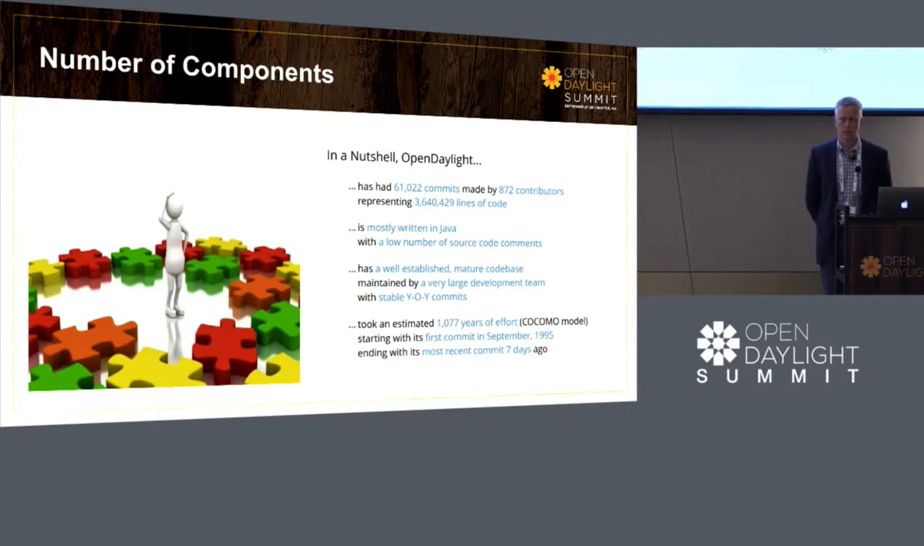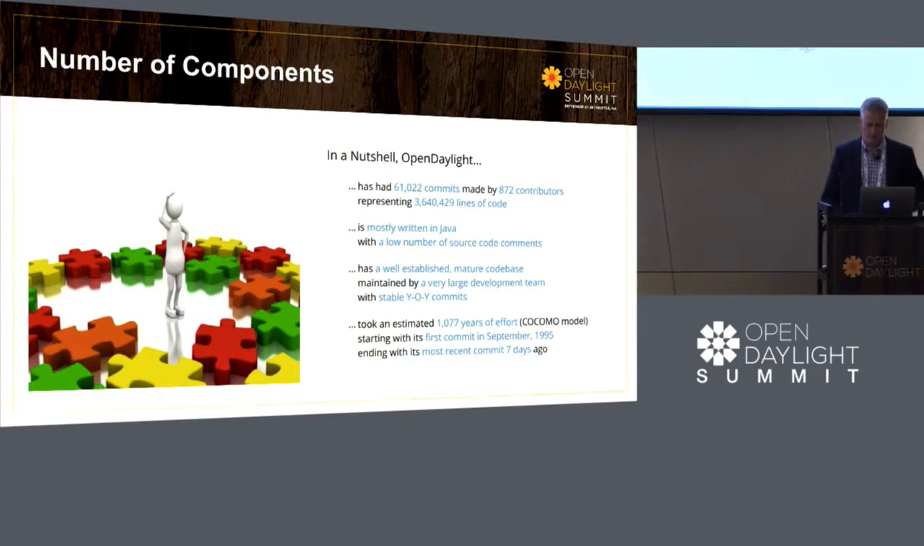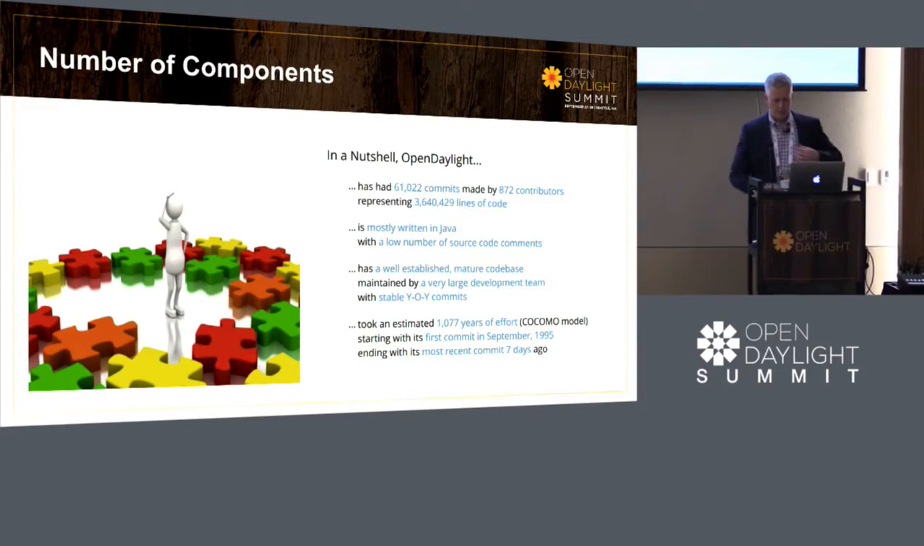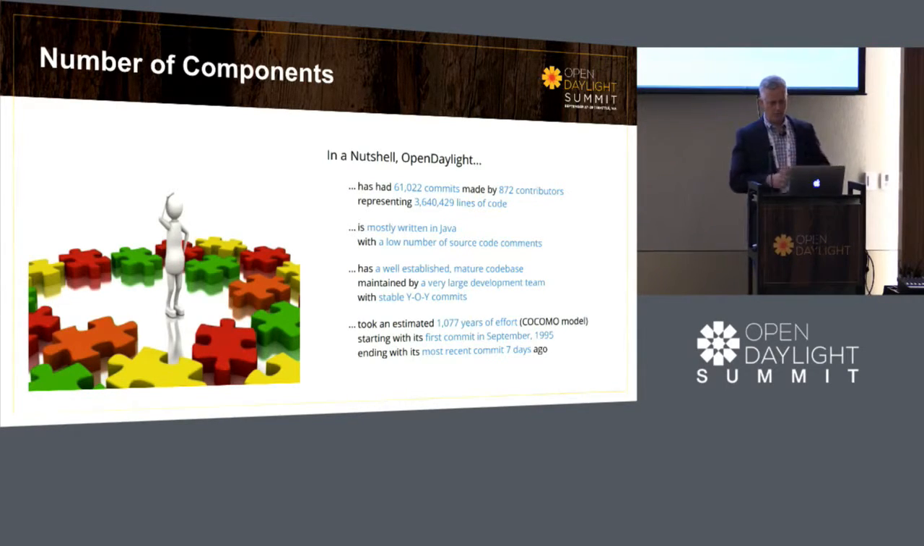It started with 13 way back when. That represents over 61,000 commits by almost 900 people and 3.6 million lines of code. So it's certainly a sizable project. It's the largest open source networking project that's ever existed. And it's pretty much all in Java.